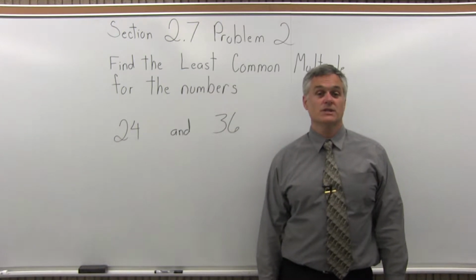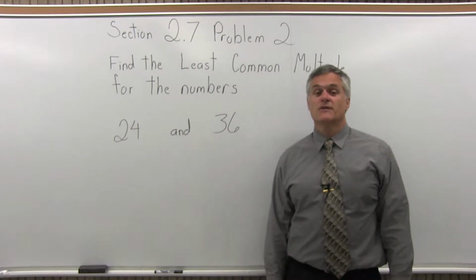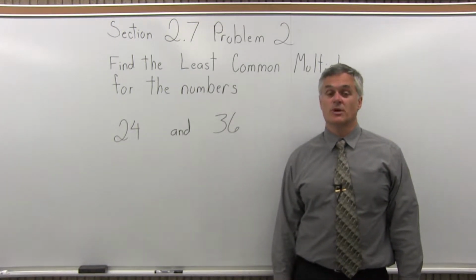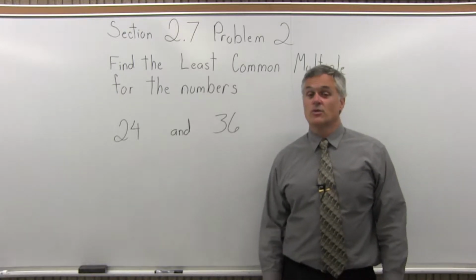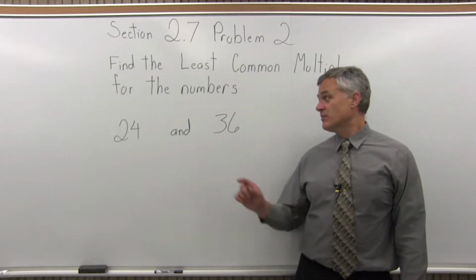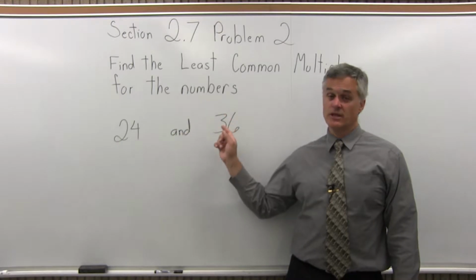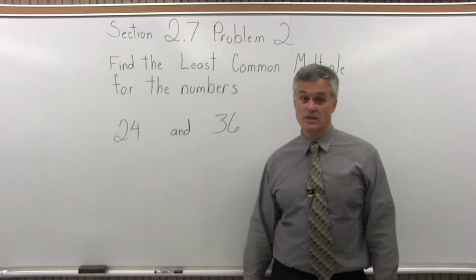This is Section 2.7, Problem 2. It says find the least common multiple of the numbers 24 and 36. So what we want to do is find the smallest or least number that both 24 divides into evenly and 36 also divides into evenly.